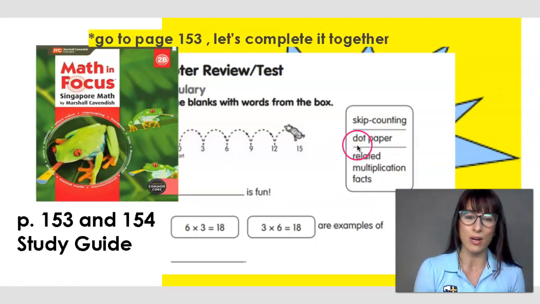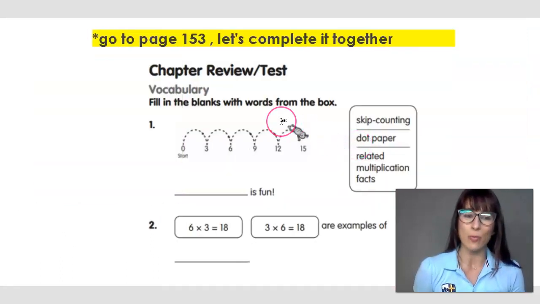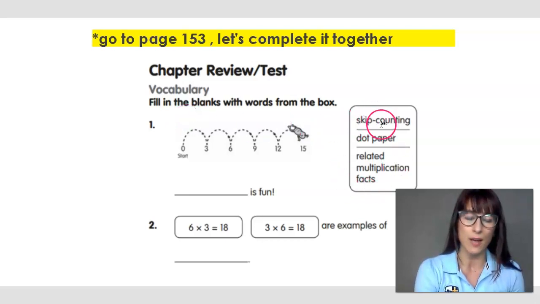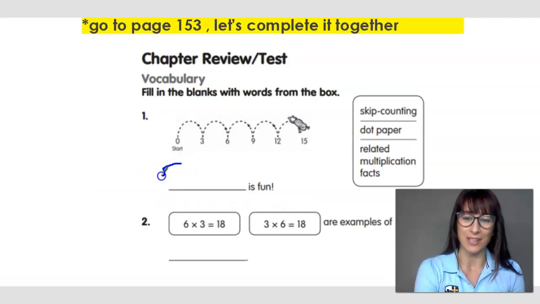Open your page 153 and let's work on the first exercise. It says, fill in the blanks with words from the box. In our box, we have the words skip counting, dot paper, and related multiplication facts. Let's see which ones can be used for number one. Well, here we have a picture. What do you think that would be? That's correct. Here we're going to put the word skip counting.